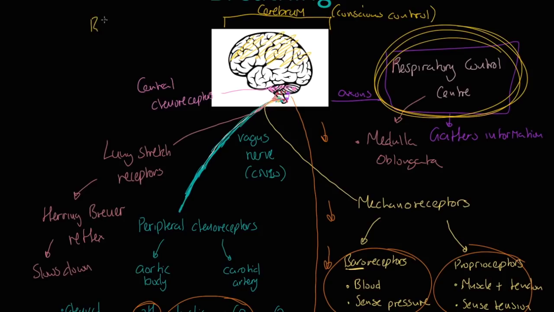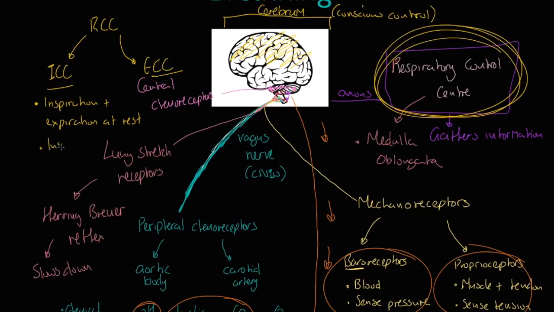Now, just one thing that sometimes we get credit for, it's worth knowing that our respiratory control center can be broken down into our inspiratory control center and our expiratory control center. The inspiratory control center controls inspiration, obviously, and expiration at rest. If you think about expiration at rest, it's just relaxing the diaphragm and external intercostals. It also controls inspiration in exercise. The only thing the expiratory control center does is control expiration during exercise. That's its only job. So actually, this expiratory control center is requested by the inspiratory control center. Just be aware of that, but it's a nice little piece of extra information that you can use.